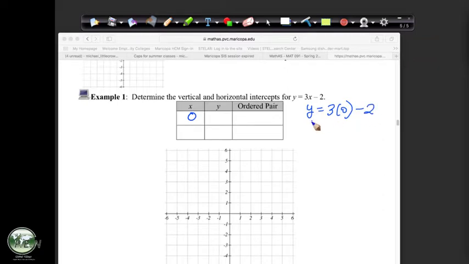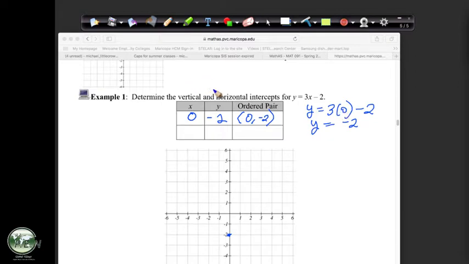What's 3 times 0? 0 minus 2. The 0 just kind of disappears out of it. It's going to give us (0, -2). So after a while, you just say, well, when x is 0, the only thing that's left is the -2. And we call that what? What kind of intercept is this one? Vertical. Good. And we graph it there, so now we've got verification.